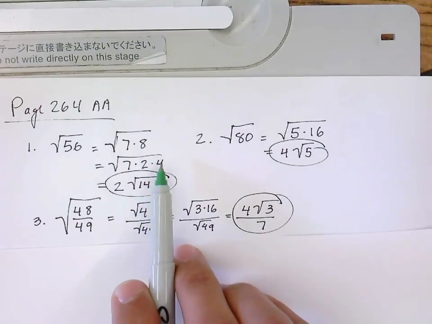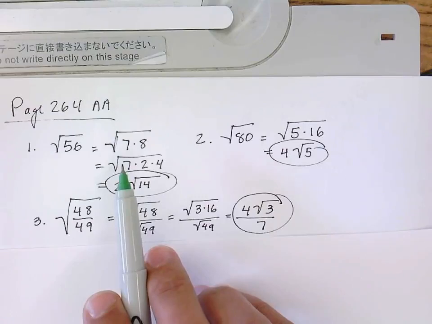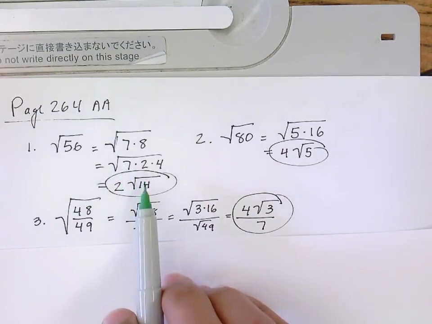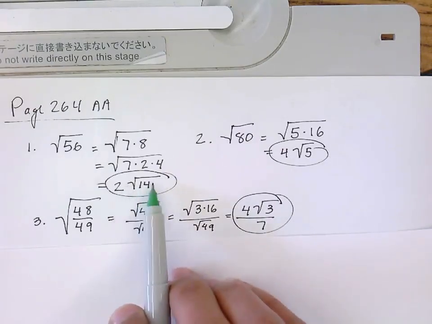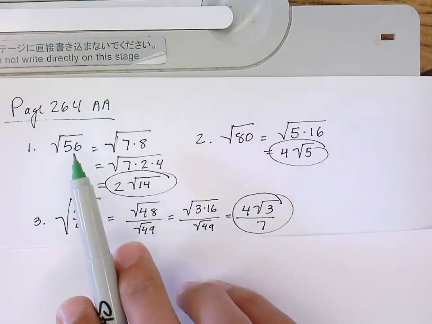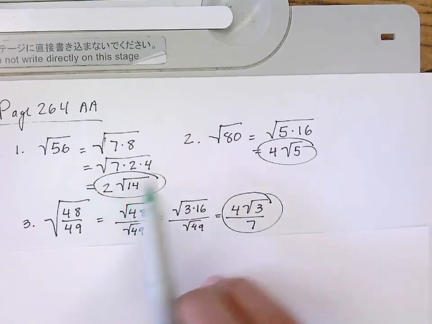The square root of 4 turns into the number 2, and underneath the radical sign, that leaves me with the product of 7 and 2, which is 14. There are no square factors inside of 14. So 2 root 14 is exactly the same as root 56, except this is considered to be simplified.